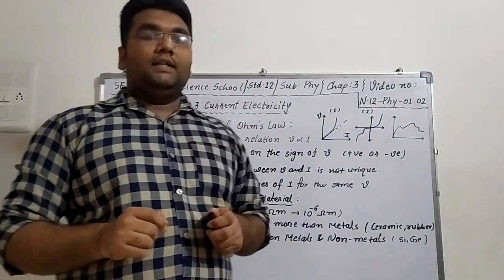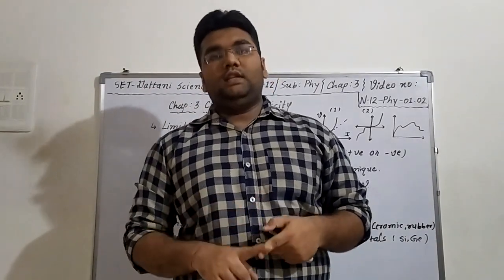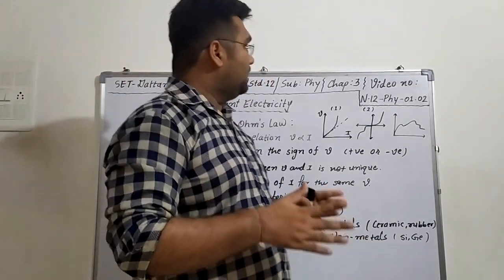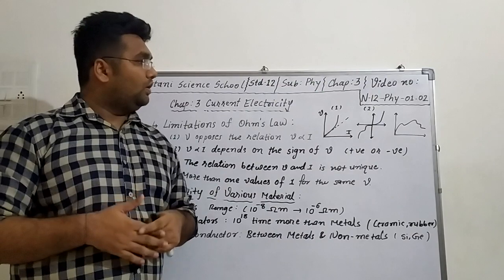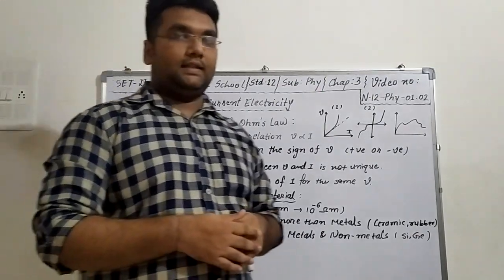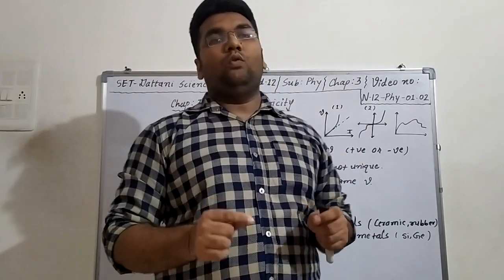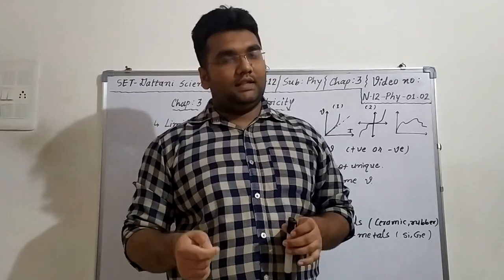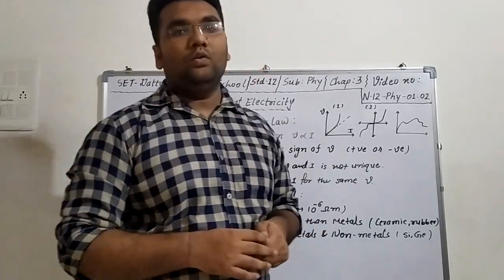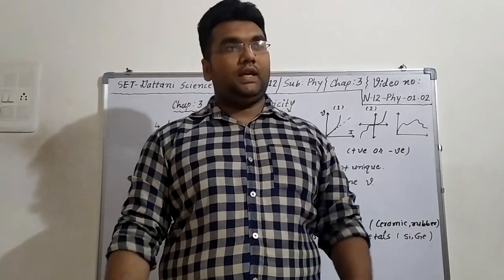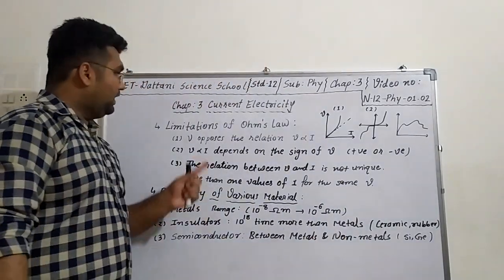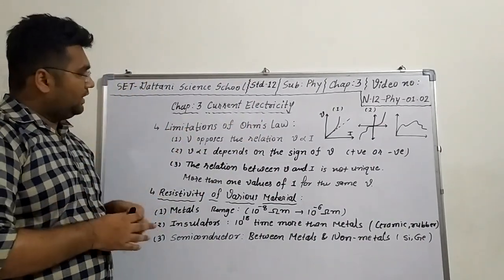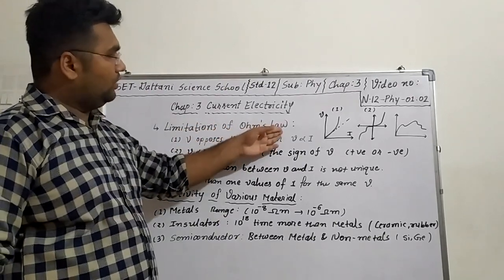So V proportional to I says that the potential difference between two ends of a conductor is directly proportional to I. The device which obeys this Ohm's law is called an ohmic device, and the device which doesn't obey Ohm's law is called a non-ohmic device. This is a 2-mark question: the limitations of Ohm's law.